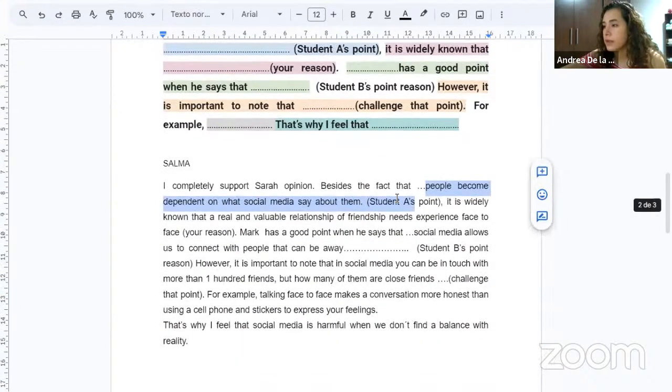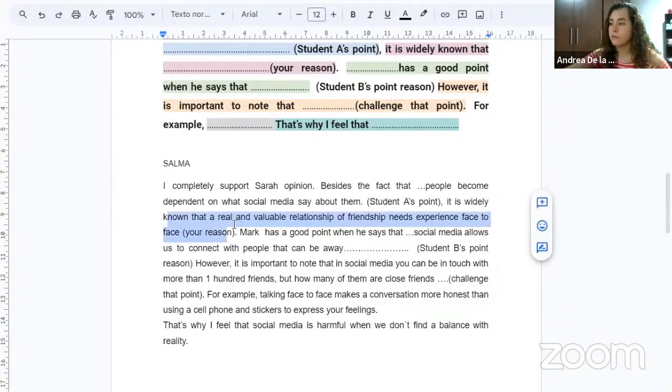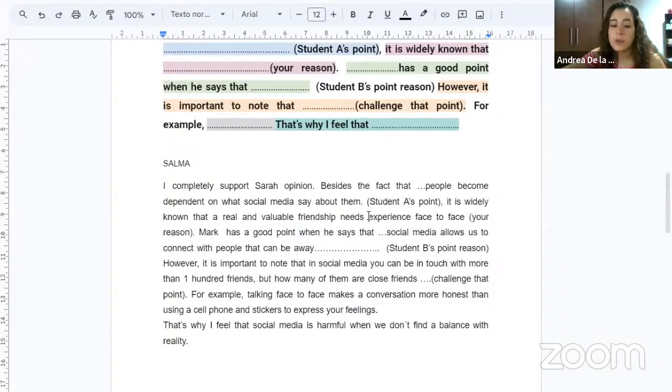But it's okay. So it is widely known that a real and valuable relationship of friendship needs to experience face-to-face connection. So I really like your idea, and I like the fact that it's completely different from what they already said. It's original, it's new. The grammar is okay. A real and valuable relationship of friendship. You don't need to say relationship of friendship because friendship is already a relationship between friends, right? So maybe a real and valuable friendship needs to experience.